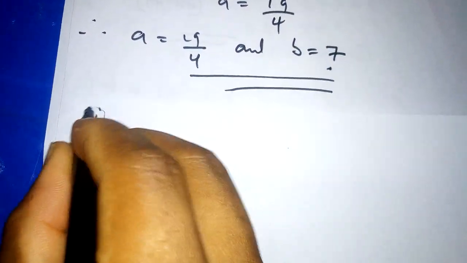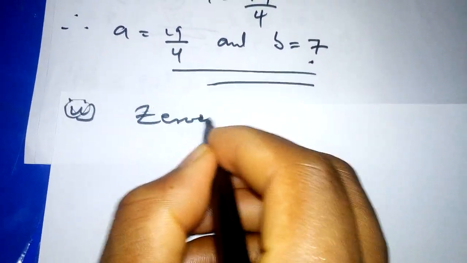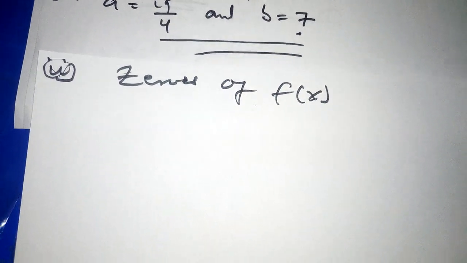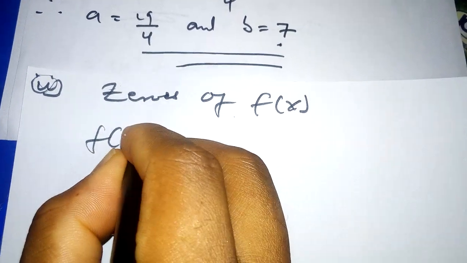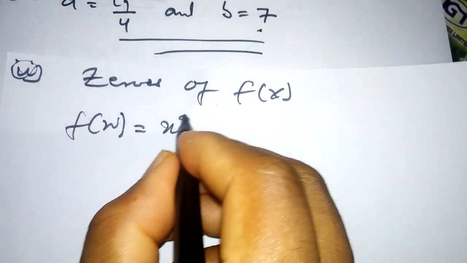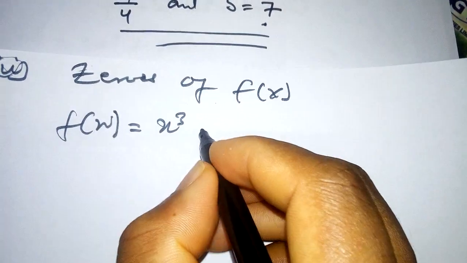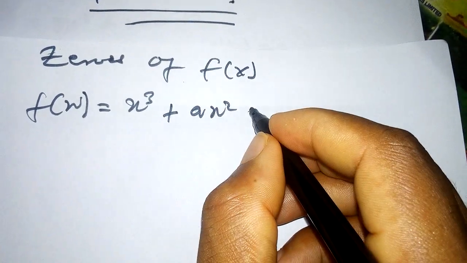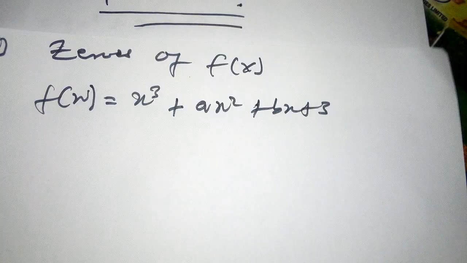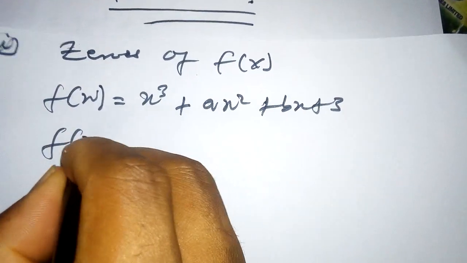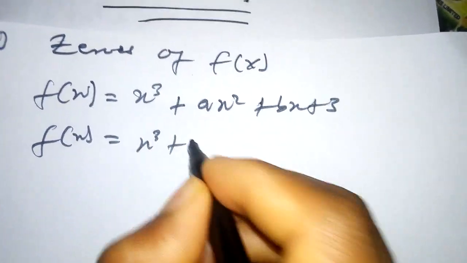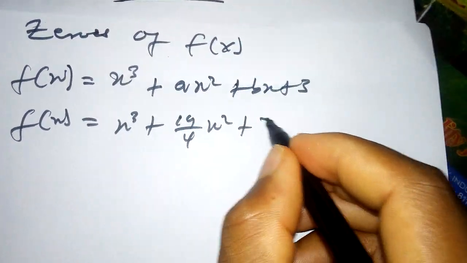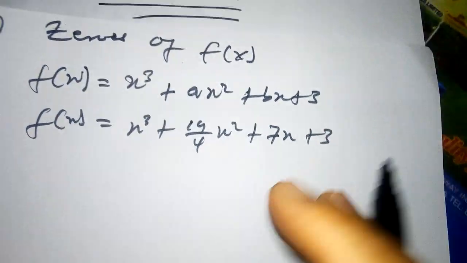So the zeros of f of s, and that's what we are just going to find right now. Now where is our f of s? Our f of s is going to be s cubed plus a s squared plus b s plus 3. But we know the values of a and b already, so we just substitute. So we are going to get 19 on 4 s squared plus, the b is 7, s plus 3. So that's the f of s.